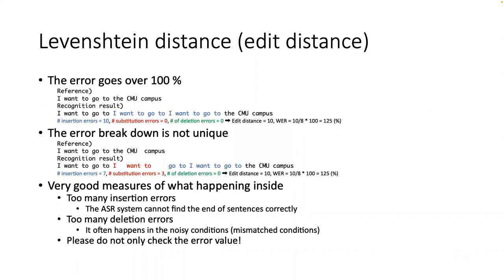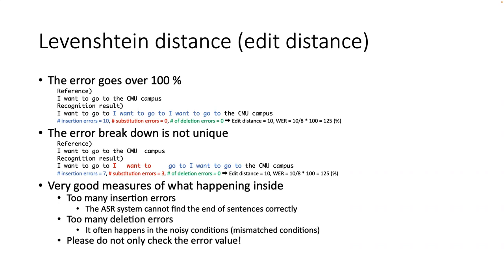Okay. So next, I'd like to make a more general observation about the edit distance. First, this error can go over 100%. This is one example. This recognition result is extremely long. In this case, the number of errors is over the number of words in the reference, and the error goes over 100%. But the error does not go negative.